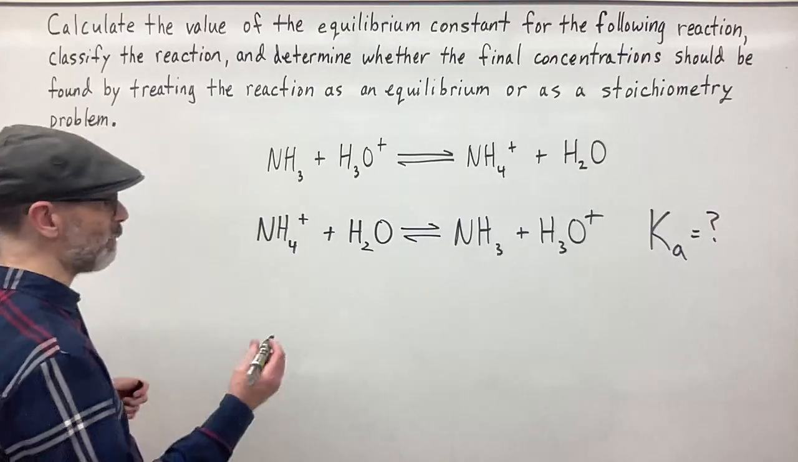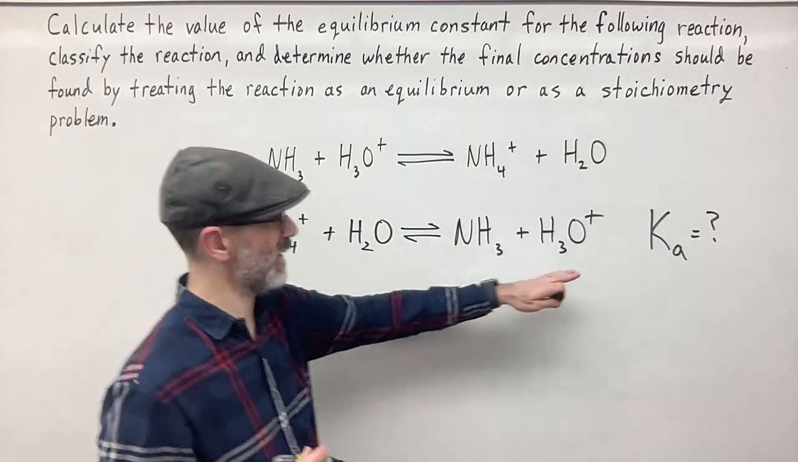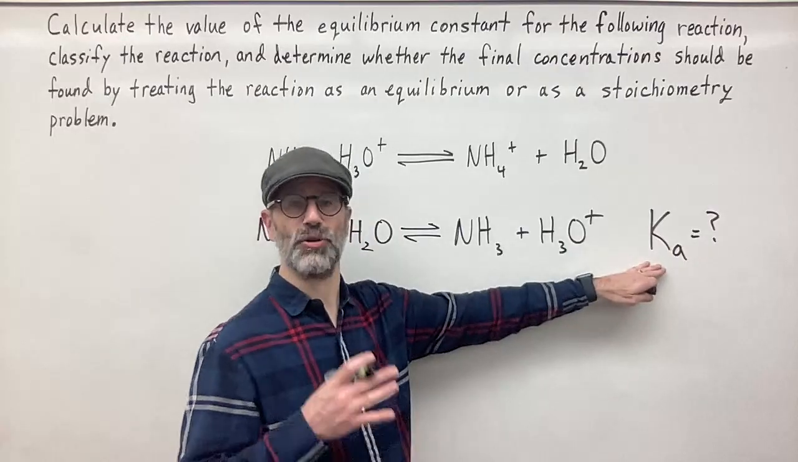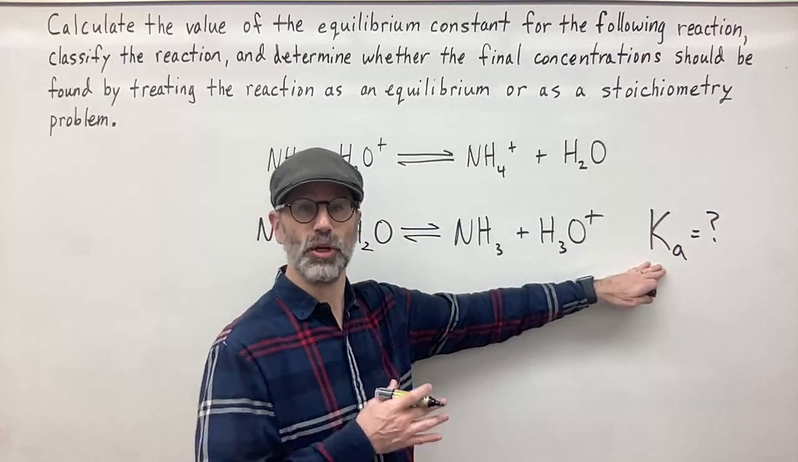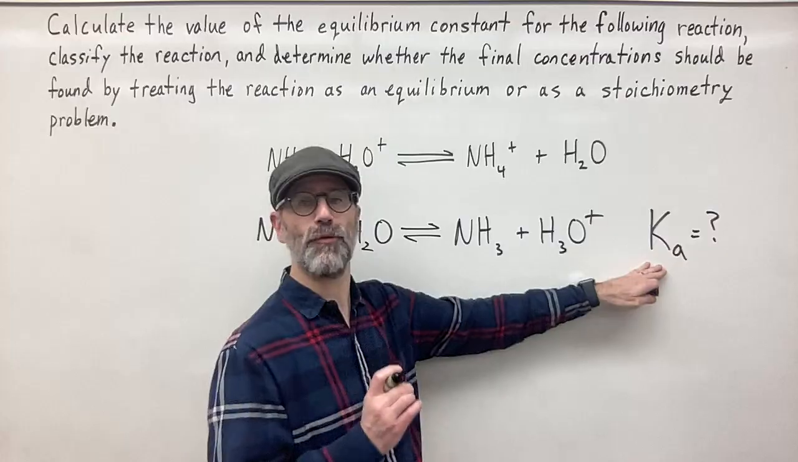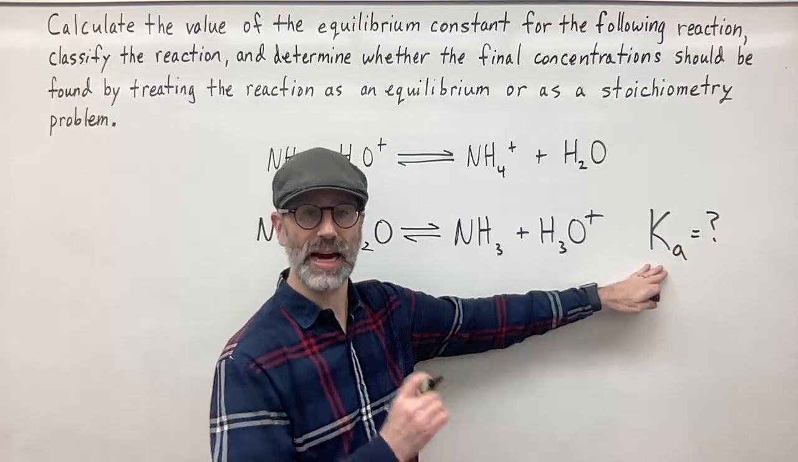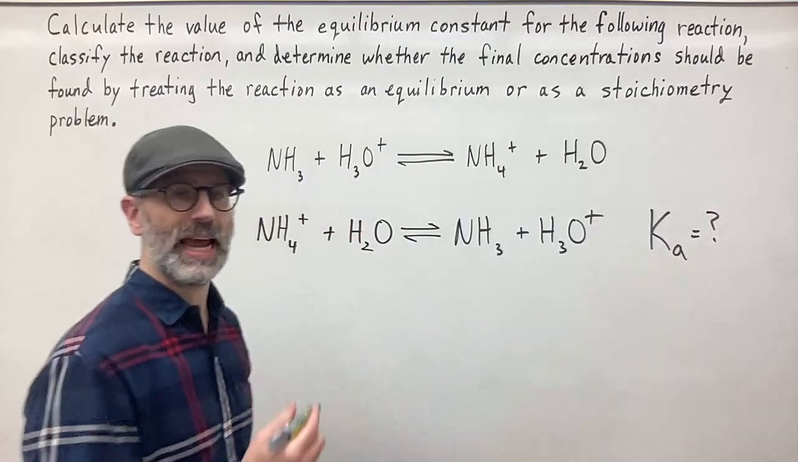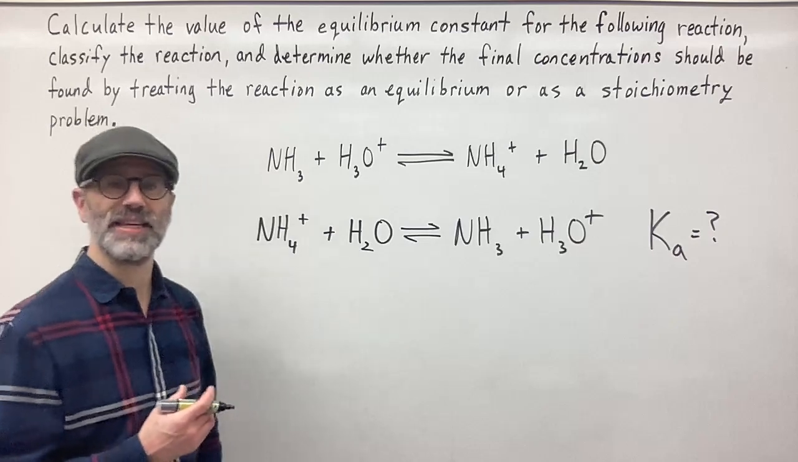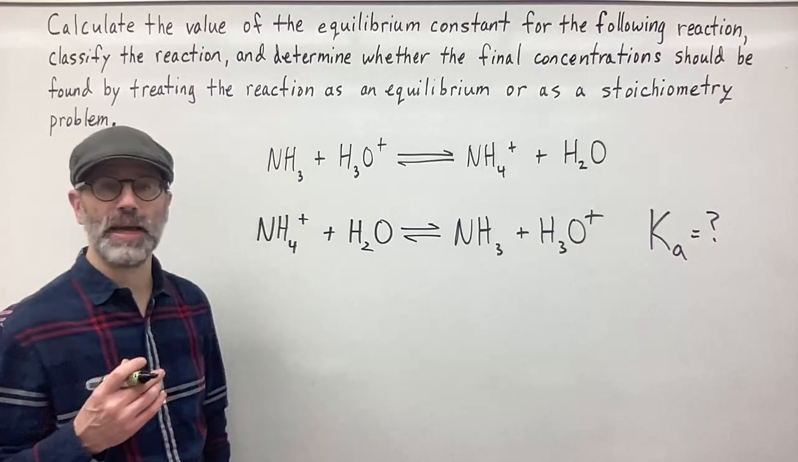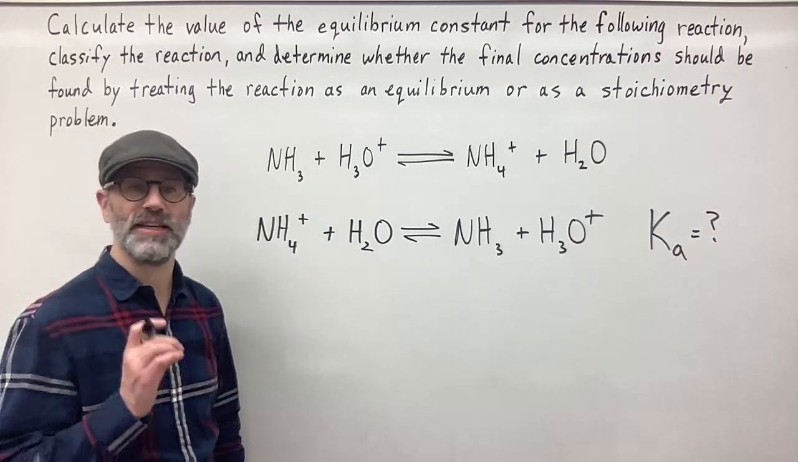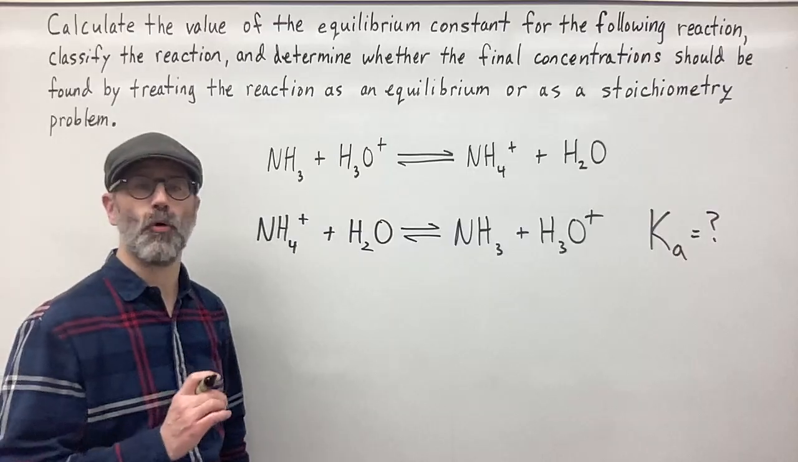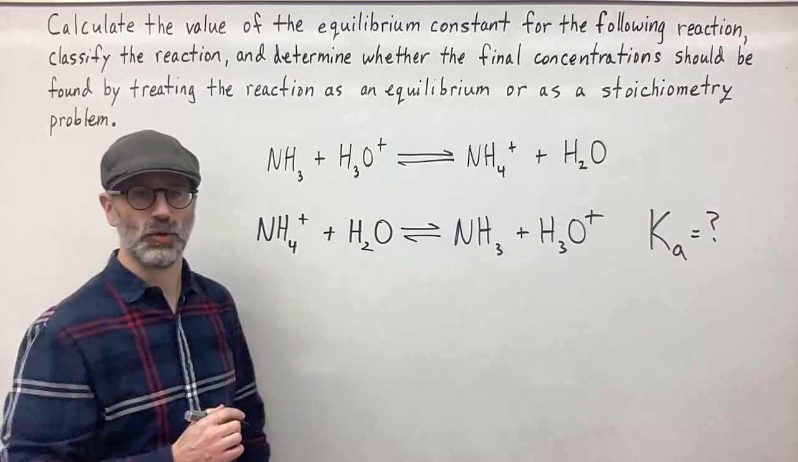So the Kb value, just like the Ka value, the Ka value is the equilibrium constant specifically for an acid reacting with water. The Kb value is the same for bases. So the Kb value is the equilibrium constant for when you have a base reacting with water.